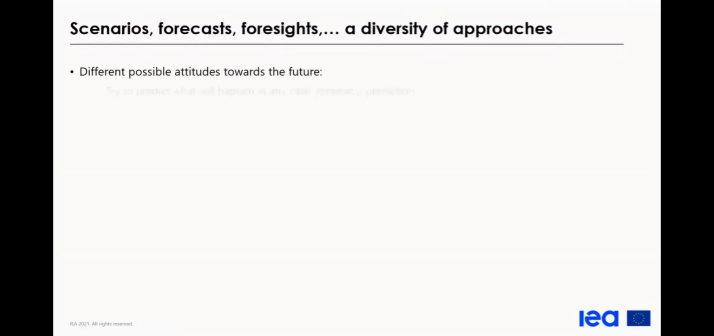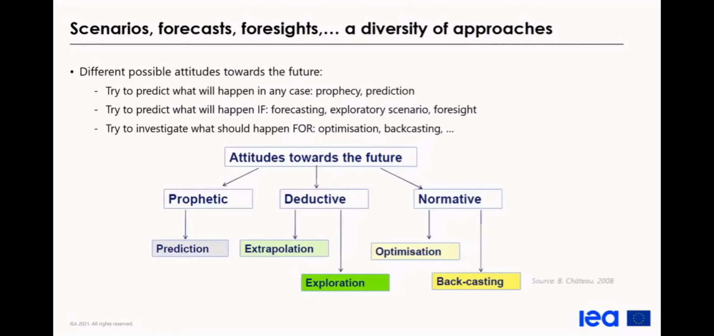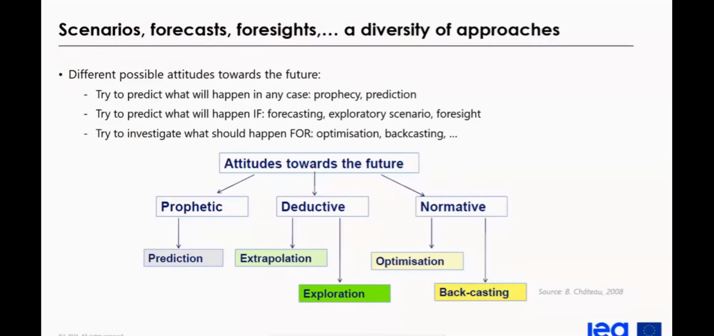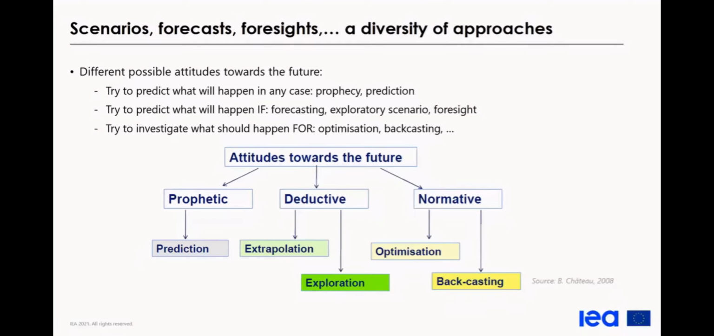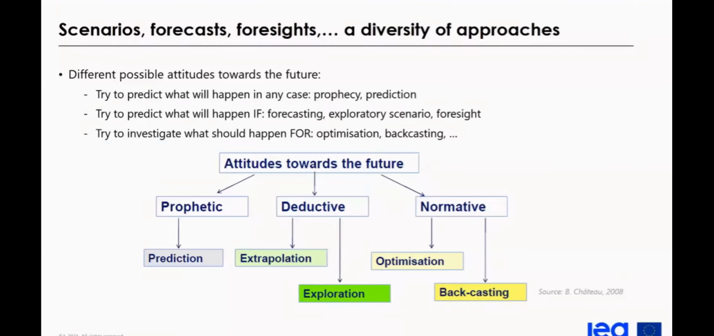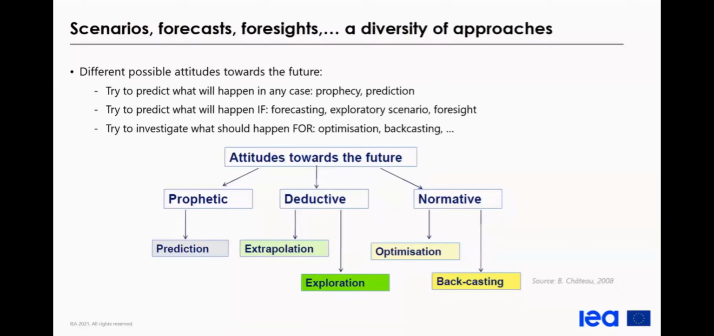So when we consider the future, we can try to predict what will happen in any case, but this is about prophecy. What we do under energy modeling is to try to predict what happens if some conditions are met, and then we are exploring scenarios, we are forecasting and foreseeing. But we can also try to investigate what should happen for a certain objective to be met. For example, if we want universal access to clean cooking and electricity to be reached by 2030, what would be the optimum trajectory by that date?